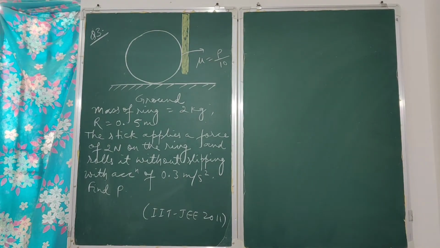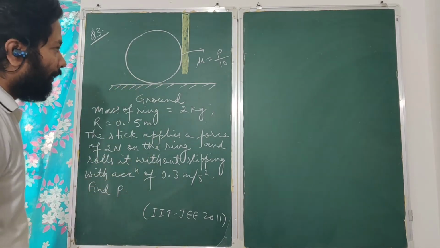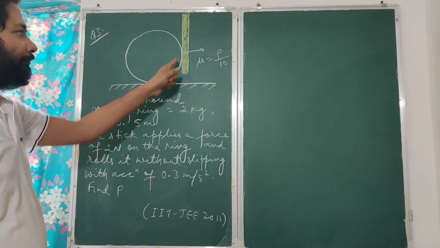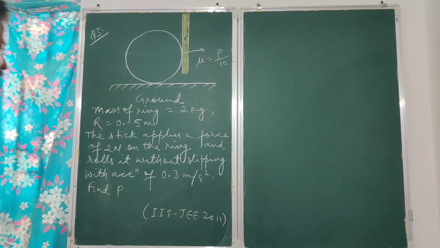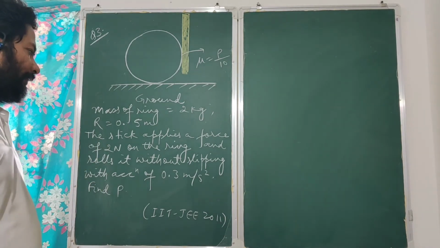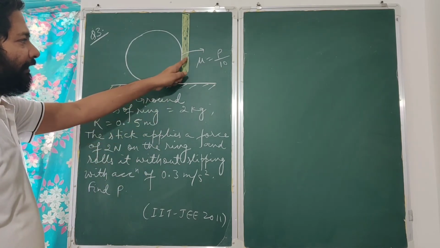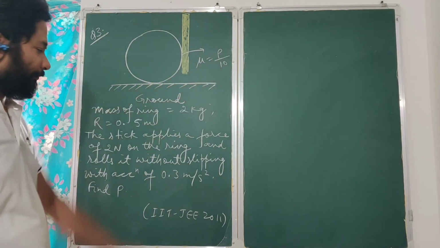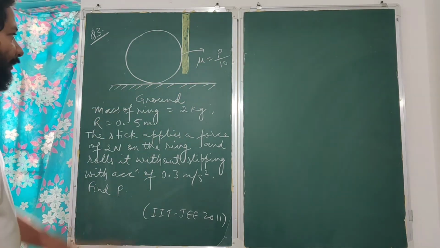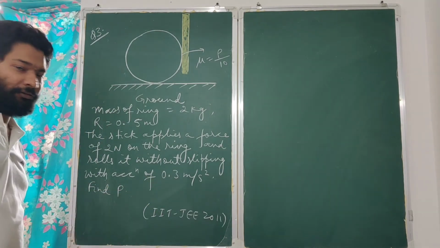Let's take up this question. This was asked in IIT JEE 2011. So you can see there is a ring which has been kept on some ground, and there is a stick which is being used to apply some force on the ring. That force is 2 Newton, and the ring can perform rolling without slipping. The coefficient of friction between the stick and the ring is given as P by 10. And it has been given that this ring is moving with an acceleration of 0.3 meter per second square. So they have asked us to find the value of P.